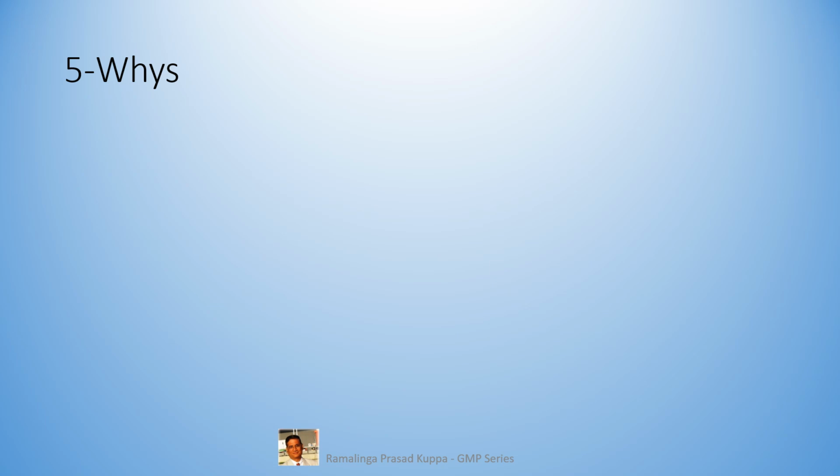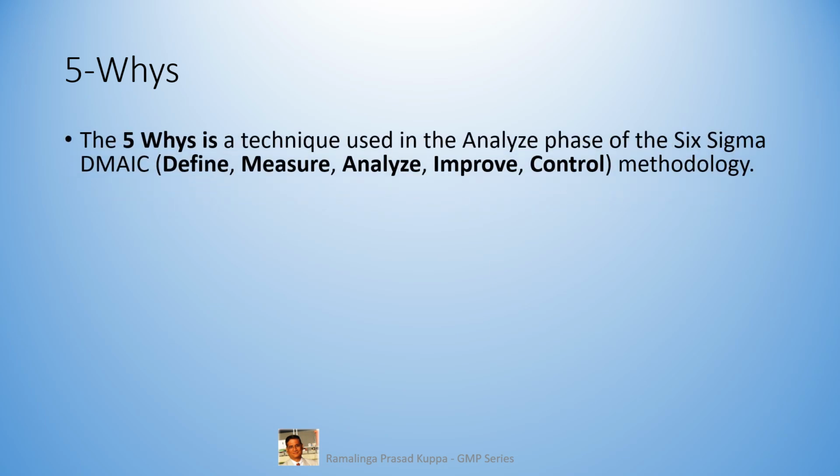The next tool is 5 whys. Let us understand the basics. The 5 whys is a technique used in the analyze phase of the Six Sigma DMAIC: define, measure, analyze, improve, control methodology.